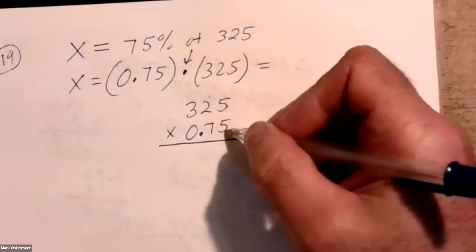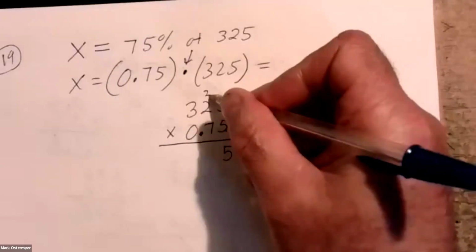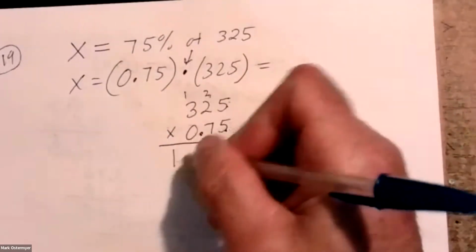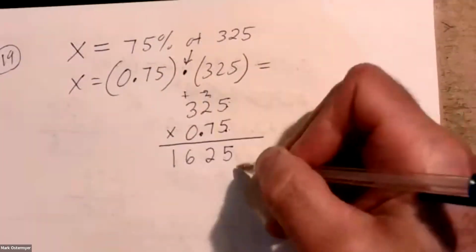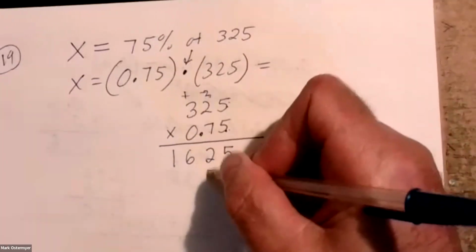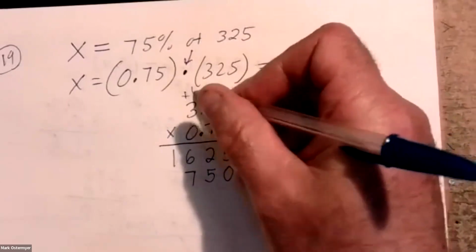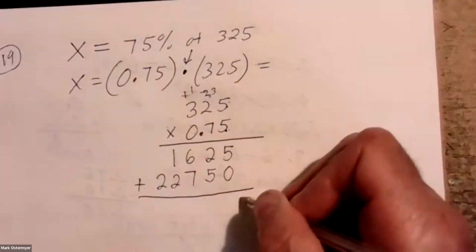5 times 5 is? 25. 5 times 2 is 10 plus 2 is what? 12. 5 times 3 is 15 plus 1 is what? 16. Now 7 times 5 is what? 35. 7 times 2 is 14 plus 3 is what? 17. 7 times 3 is 21 plus 1 is 22. And then we just have a bunch of zeros, correct? We don't have to worry about all the zeros. Just add.